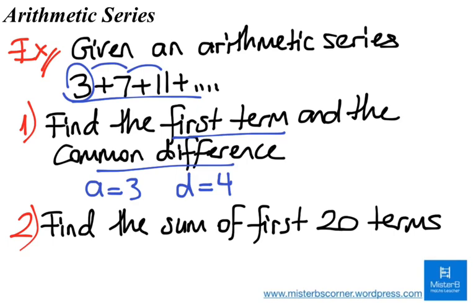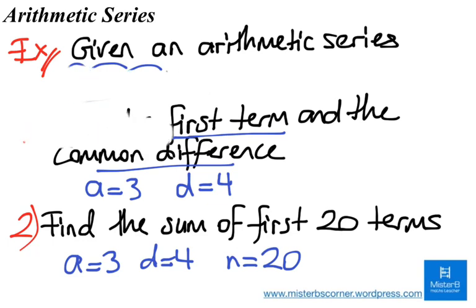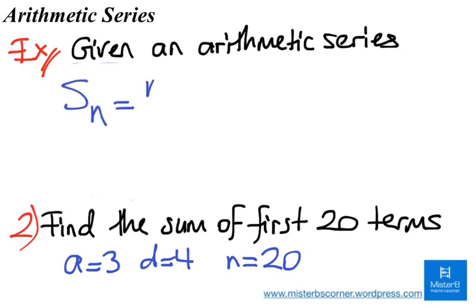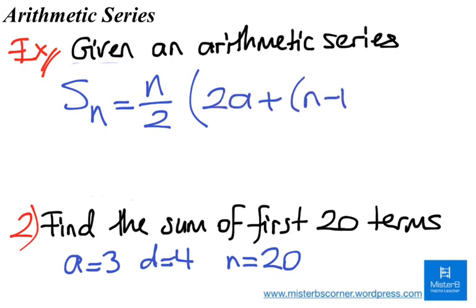Now, let me write these down here. It's going to be a equals 3 and d equals 4. And I want the sum of the first 20 terms. So let me rub this bit out to find the answer to question 2. Now, I'm going to write like this, because the formula was S sub n equals n over 2 times 2a plus n minus 1 times d. Now I'm going to do the substitution.